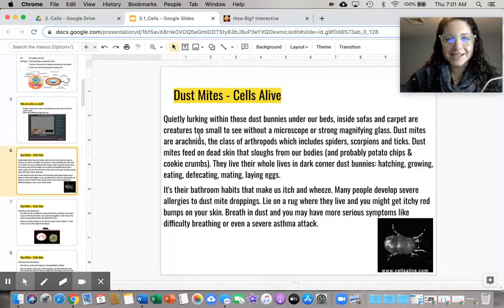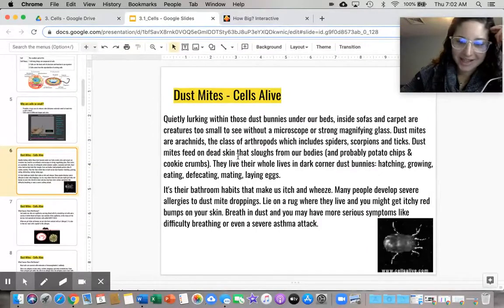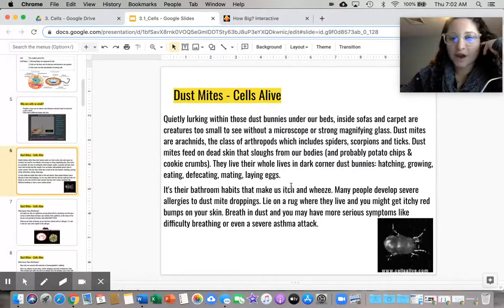I took this directly off of the website over here. But basically, dust mites, their description is they are quietly lurking within those dust bunnies under our beds, inside sofas, and carpet, creatures too small to see without a microscope or strong magnifying glass. Dust mites are arachnids. So that's similar to a spider. It says the class of arthropods, which includes spiders, scorpions, and ticks. So dust mites are similar to spiders, scorpions, and ticks. This is awesome. Dust mites feed on dead skin that sloughs from the bodies.